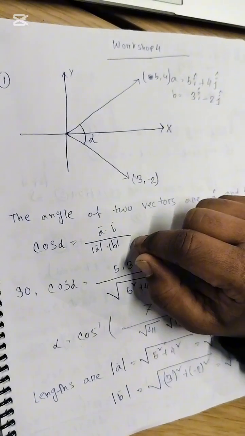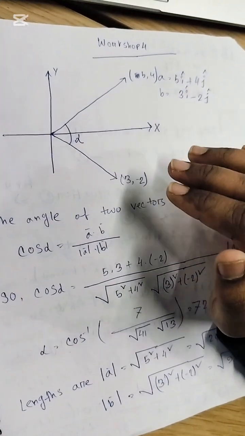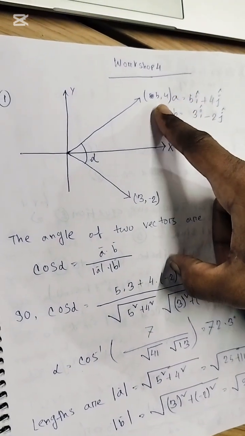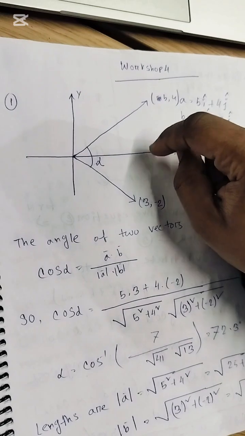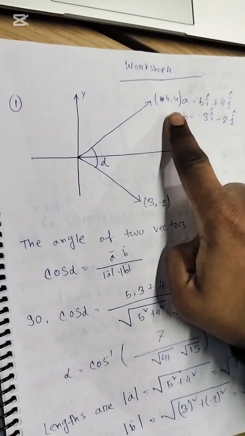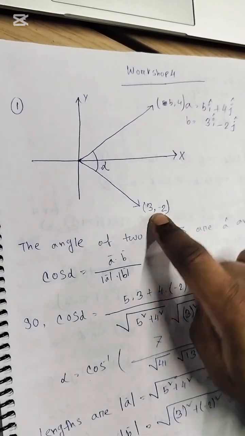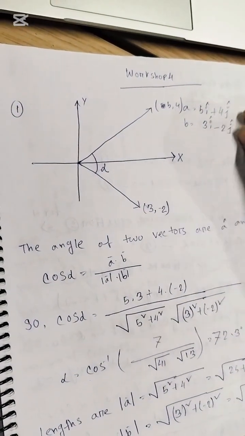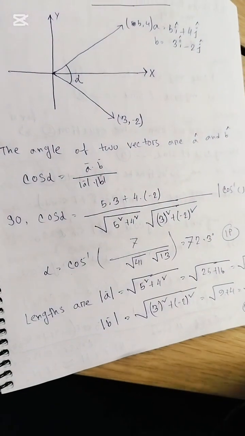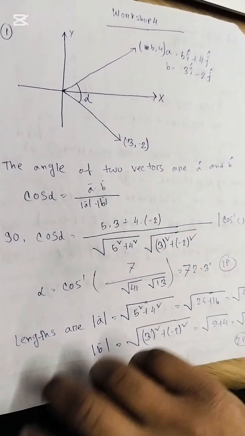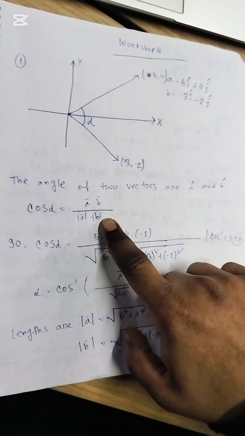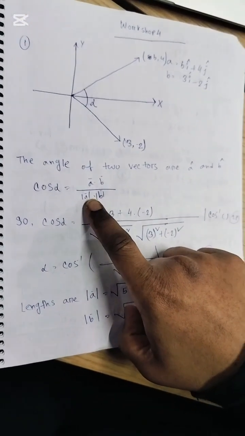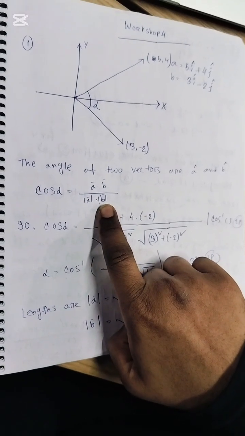In order to find the angle of the vectors, we need to first put the points of the coordinates in the graph system. So 5, 4 and 3, minus 2. We put this, and these are the vectors. In order to find the angle between the two vectors, the formula is cos alpha equals a dot b divided by the modulus of a and the modulus of b.